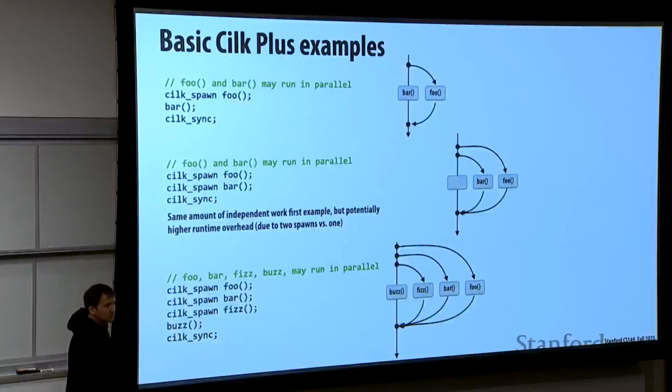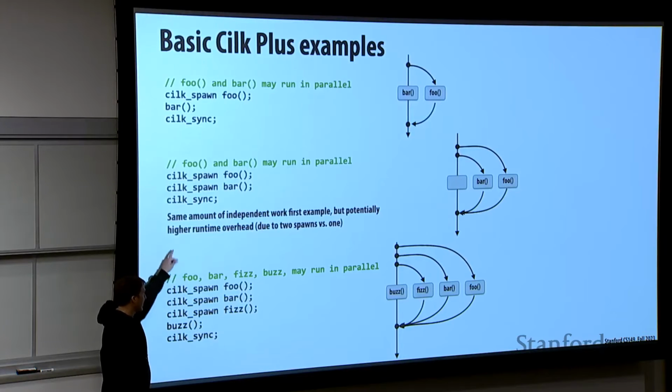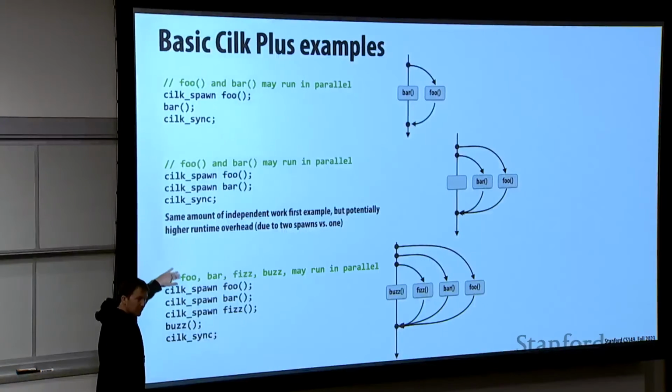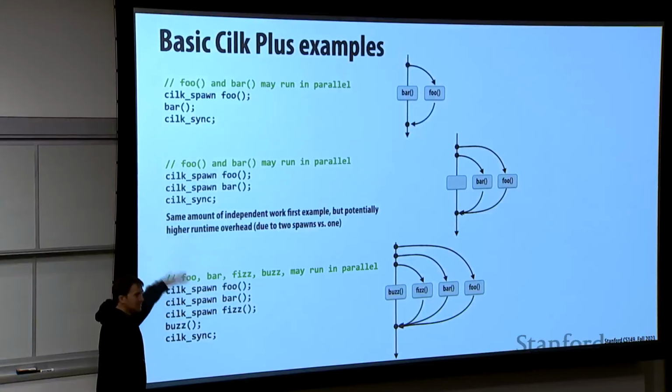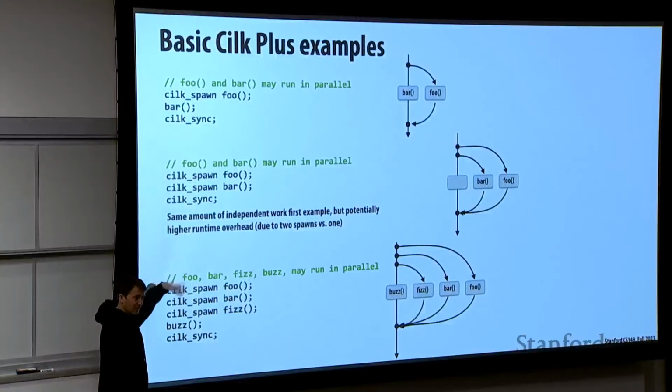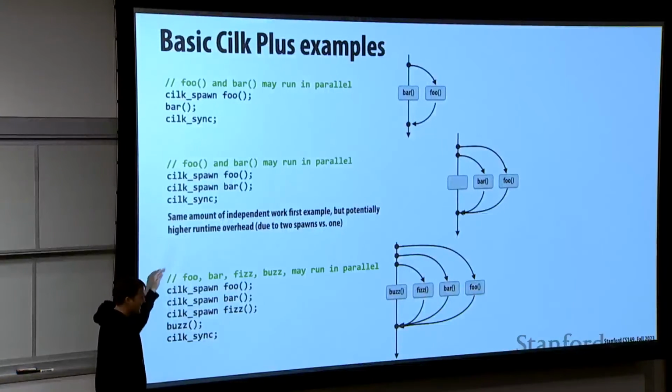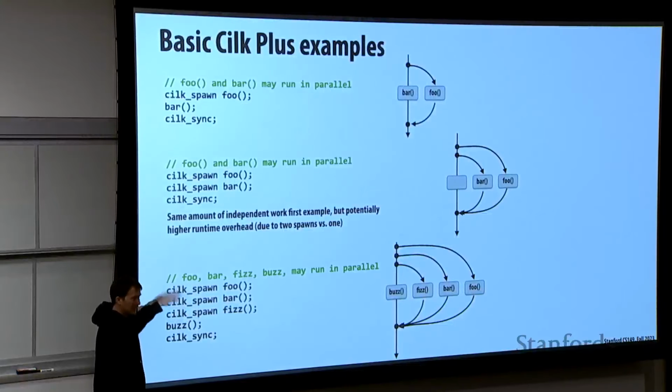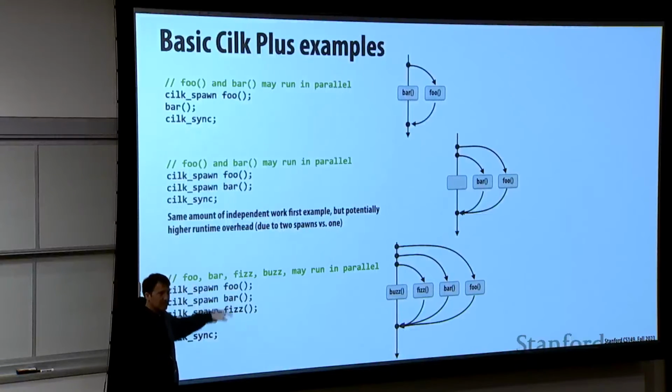Yes, because foo is asynchronous with the main thing. Bar is asynchronous with the main thing. So it must be asynchronous with foo. And if fizz is asynchronous with the main thing, which is asynchronous with bar and foo, yes, they're all different.